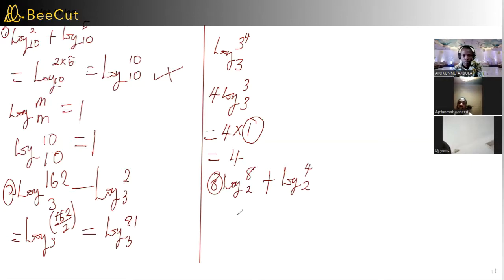Combine together. Yes, I'll combine. Ezekiel, are you there? Yes, sir. So log of base 2, I'm going to say 8 times 64 times 4. And that gives me 32. Log of 32 base 2.